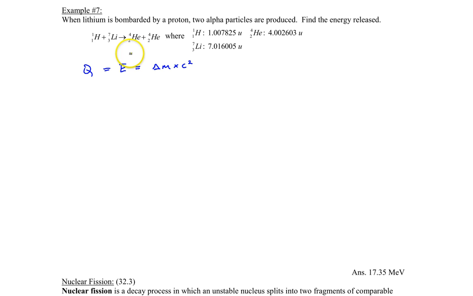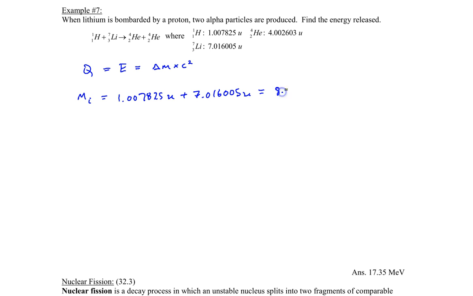Now, first thing we would do is look up all the individual masses of each of the atoms that are involved in this nuclear reaction, which has been listed already over here on the right side. Then we're going to calculate the initial mass. So the initial mass would be the mass of the hydrogen atom here, 1.007825 u, plus the mass of the lithium atom, which is 7.016005 u, and we can calculate that.